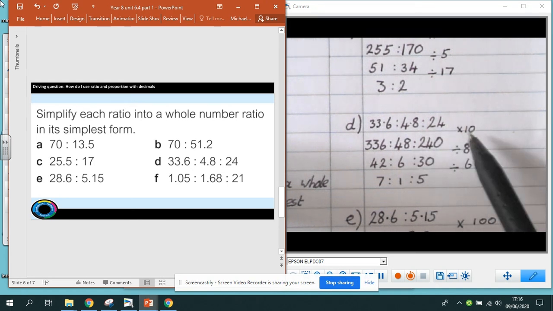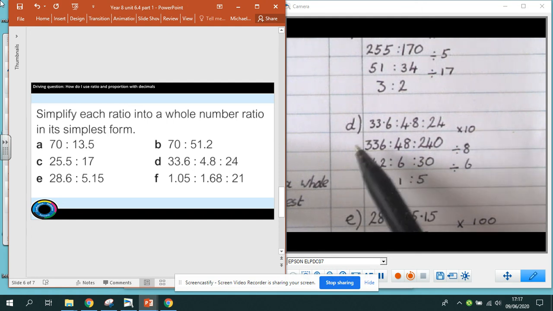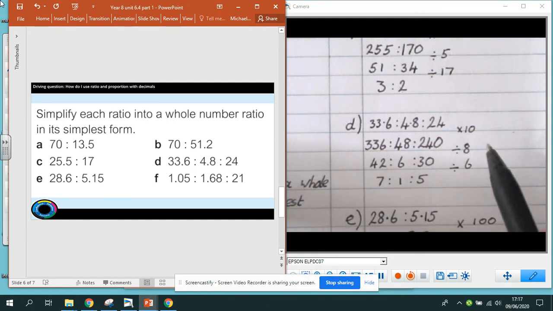The next one is a multiply by 10 again to start. That gives me these numbers. The biggest number I saw straight away was 8, which gave me these numbers. And lastly, I could divide them by 6 again, which gave me these. Which means I could have divided them both by 48 right at the beginning. So this ratio is 7 to 1 to 5.